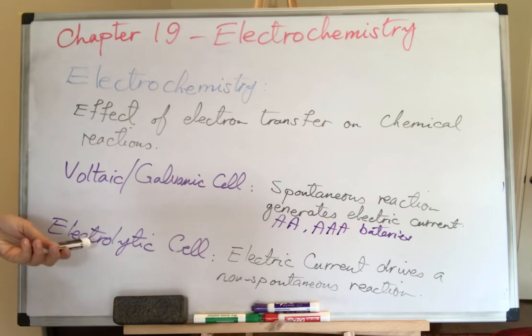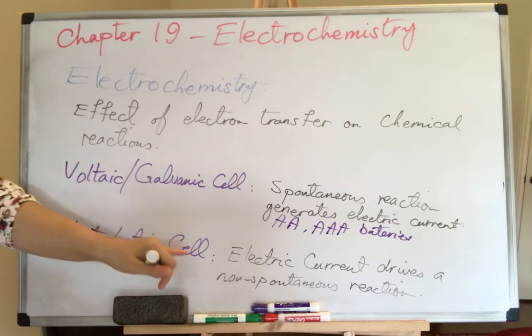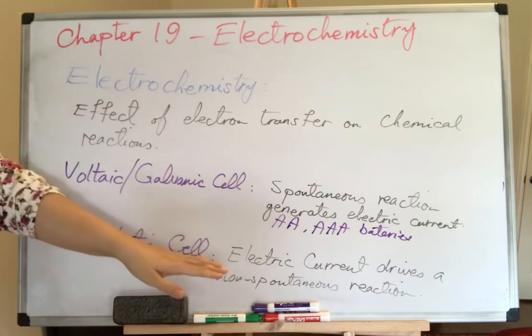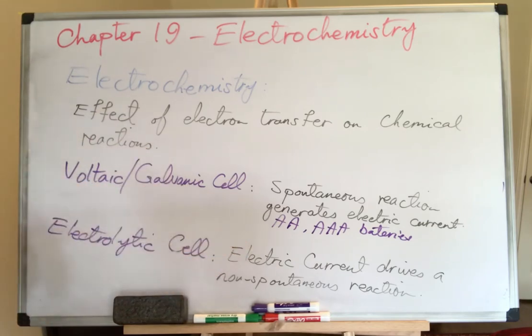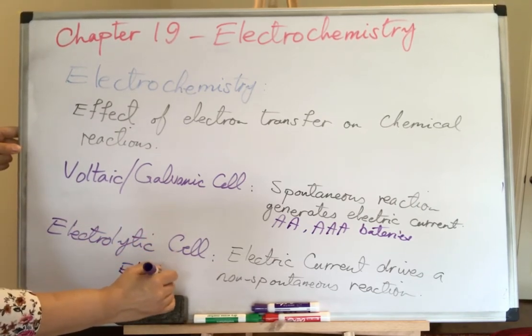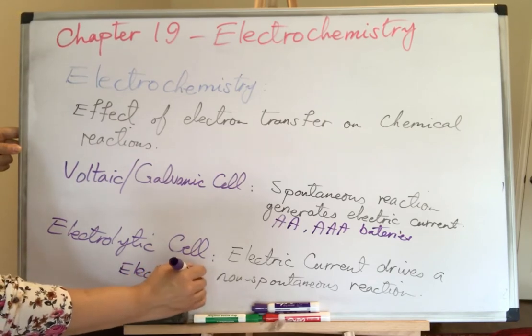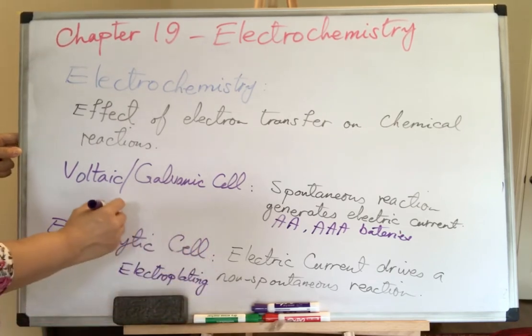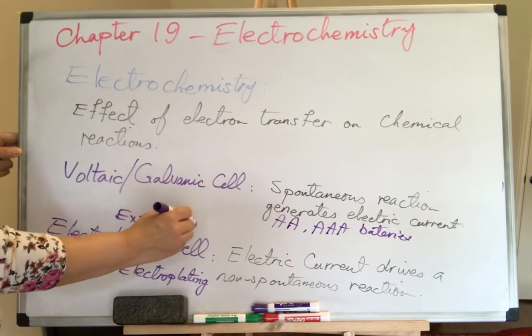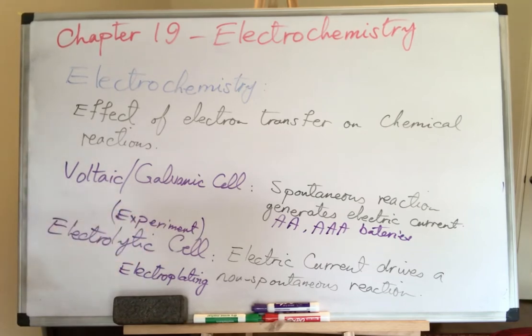The second type of cell, which works the opposite of voltaic or galvanic cells, is called electrolytic cells. In the electrolytic cells, you give an electric current to drive a non-spontaneous reaction, like what happens in electroplating. I'm sure you all have heard about electroplating. This is what you will do for your experiment next week. For the electrochemistry experiment, you will work on an electrolytic cell.